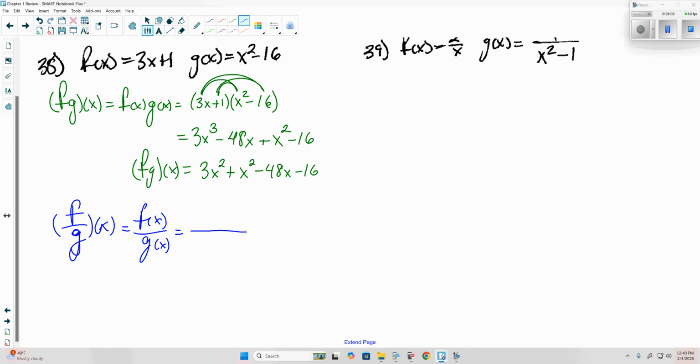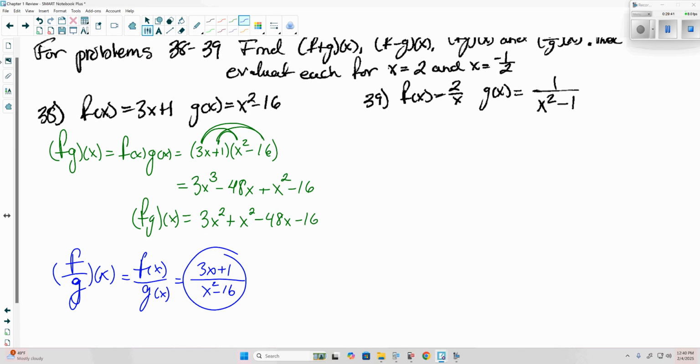f of x divided by g of x. There's nothing in common on top and bottom, so 3x plus 1 over x squared minus 16 is as simplified as it gets. The only way it would simplify is if the numerator was x plus 4 or x minus 4 or x squared minus 16. Because most of the ones we have, you just put the functions on top of each other, and you're done.